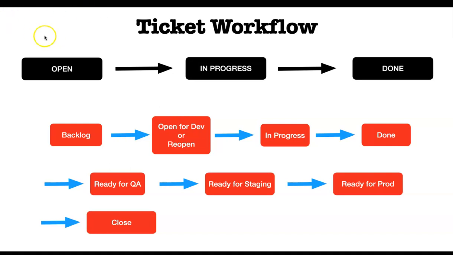If you see below, we have different states: backlog, open for dev or reopen, in progress, done, ready for QA, ready for staging, ready for production, finally close. If you see above, we have open, in progress, and done. If you want to add more states, you can add more states, something similar to this.